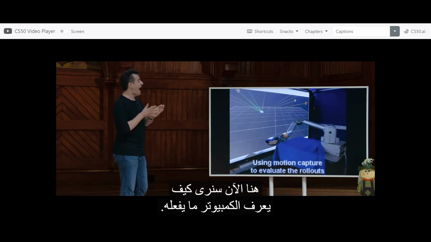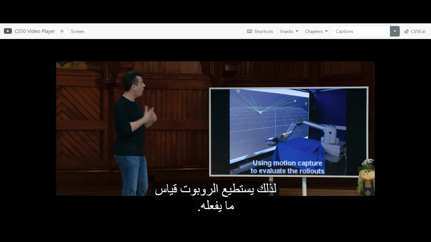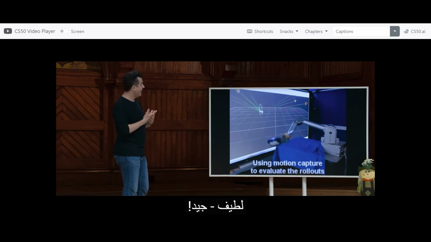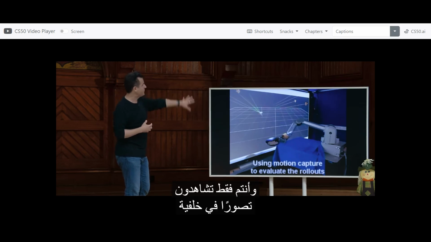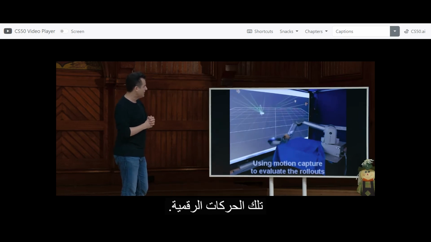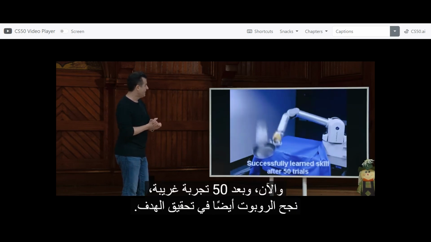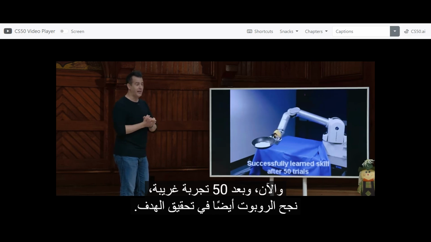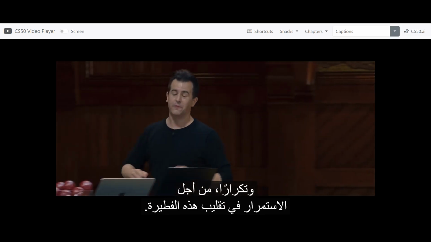Here now we'll see how the computer knows what it's even doing. There's just a mapping to some kind of XYZ coordinate system, so the robot can quantize what it's doing. Nice, to do more of one thing, less of another. And you're just seeing a visualization in the background of those digitized movements. And so now, after 50 some odd trials, the robot too has got it spot on. And it should be able to repeat this again and again in order to keep flipping this pancake.